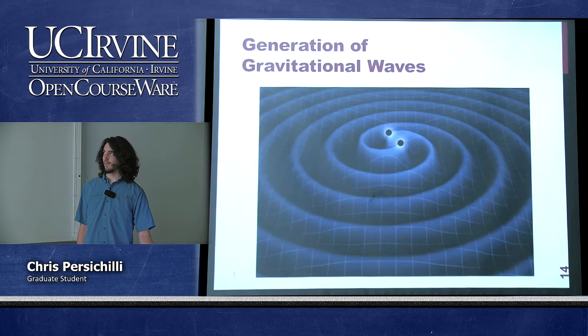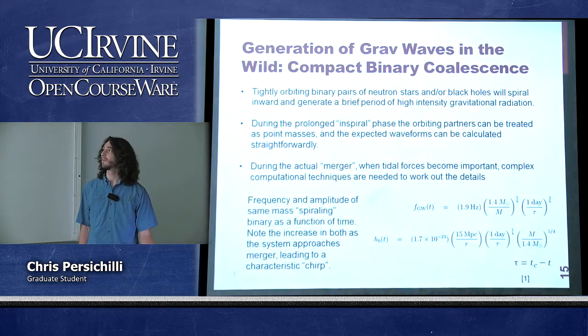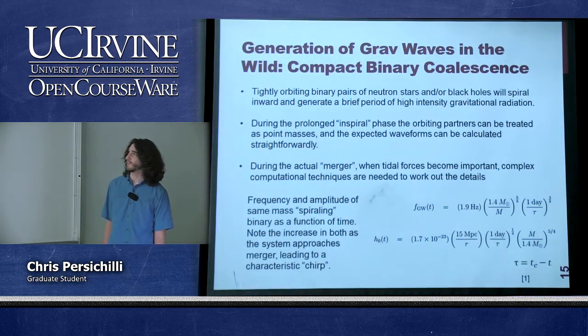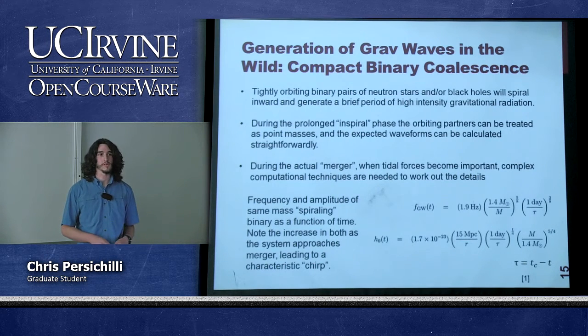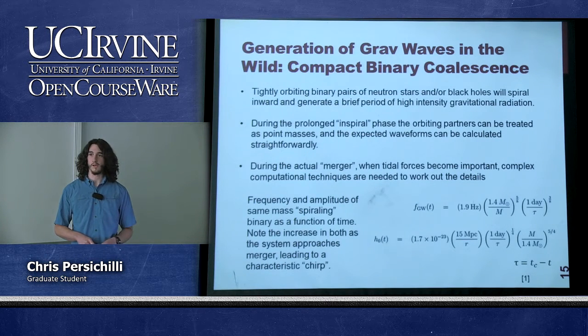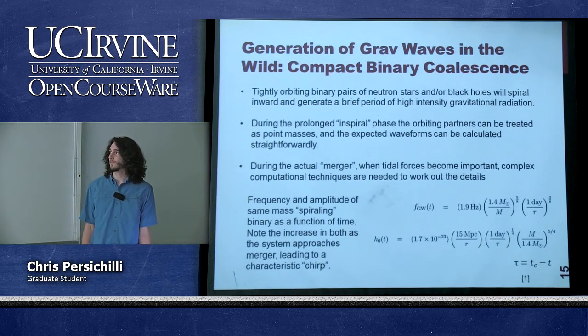So now a little bit more about how these things are actually generated. In the wild, gravitational waves that we expect to see with our interferometers are going to be produced by similar objects to what Hulse-Taylor discovered, these co-rotating neutron stars or black holes.